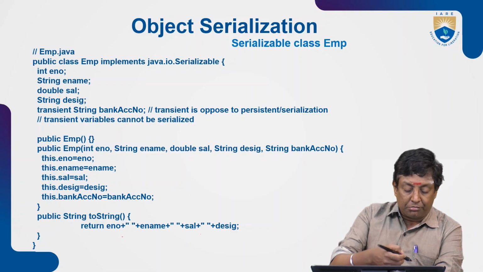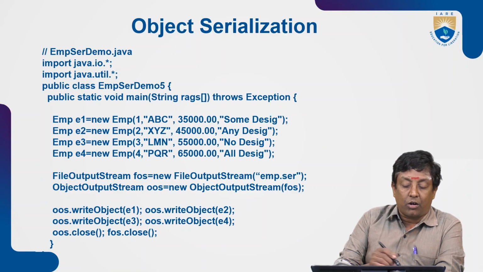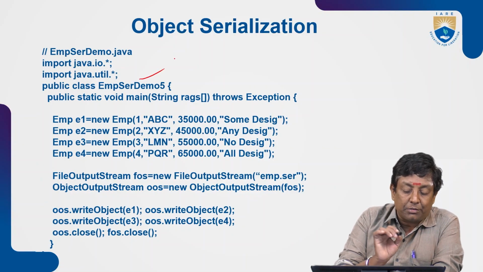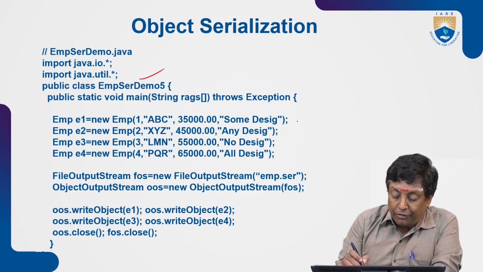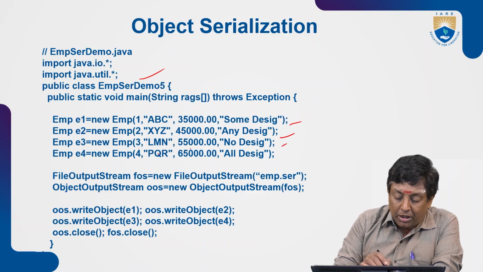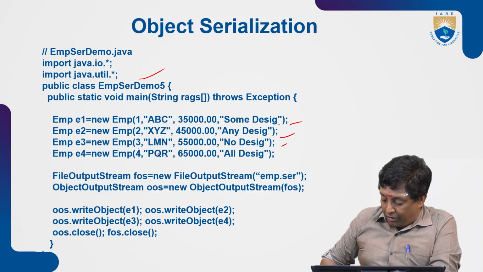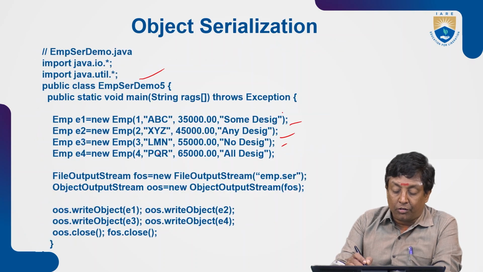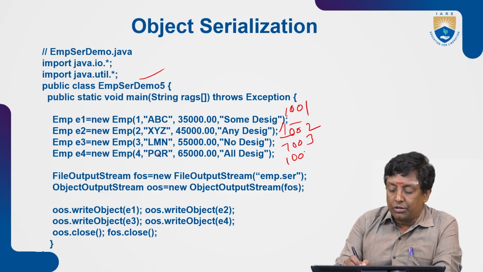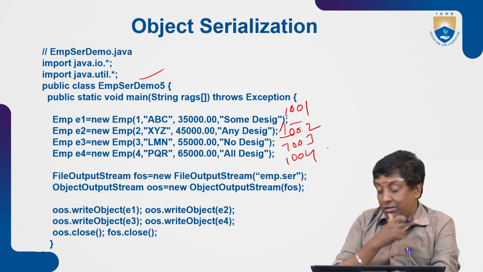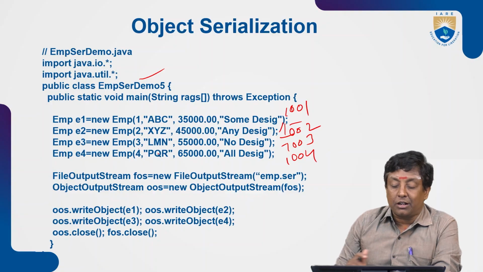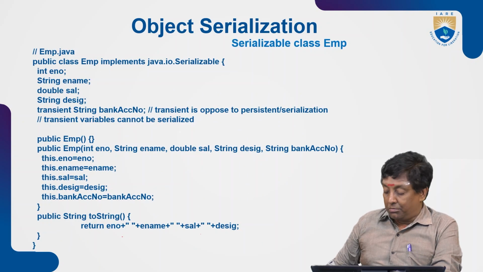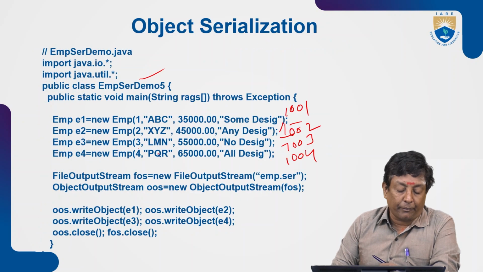Once that is completed, I created one serializable demo class and created 4 objects with employee ID, employee name, salary, designation, and in the constructor you include the bank account number also. You include here 1001, 1002, 1003, 1004. They are not serialized because the variable which is holding these values is transient. The constructor has the account number, but here I forgot to pass the account number.